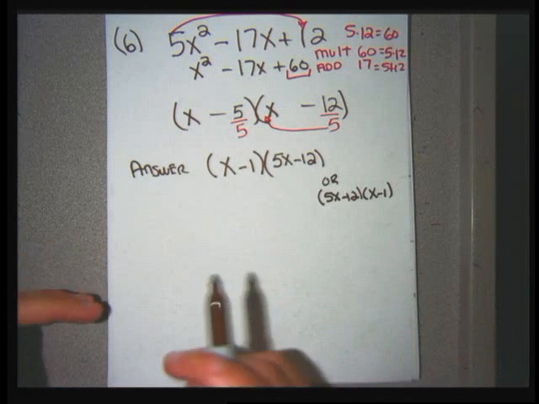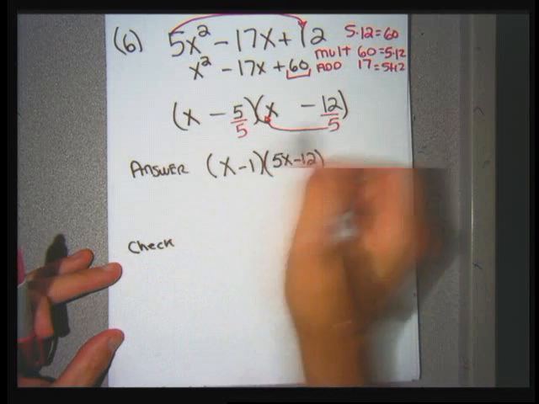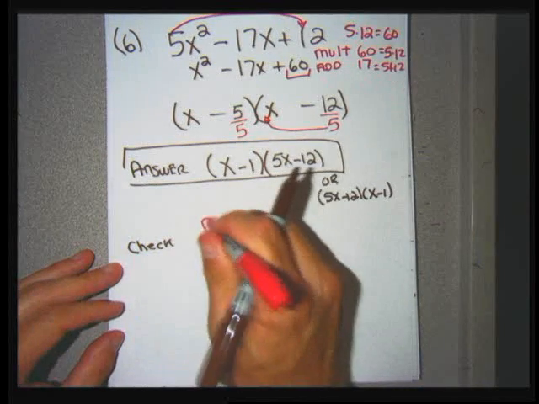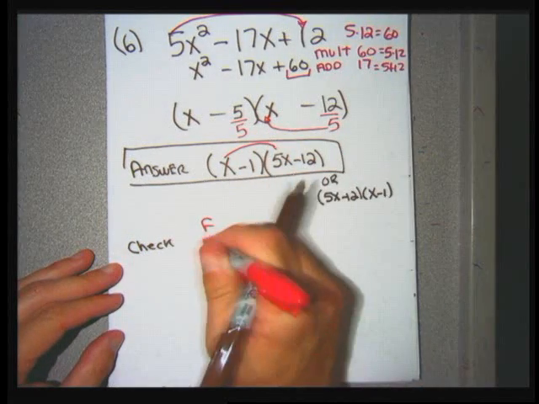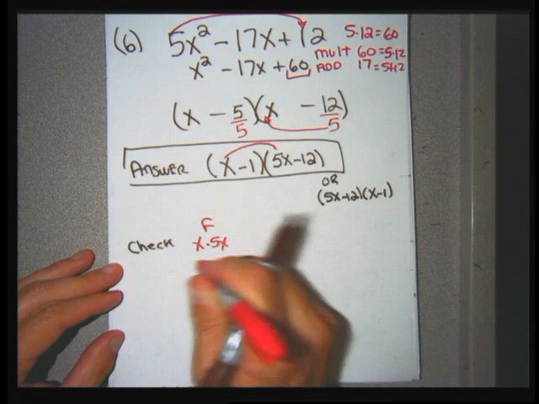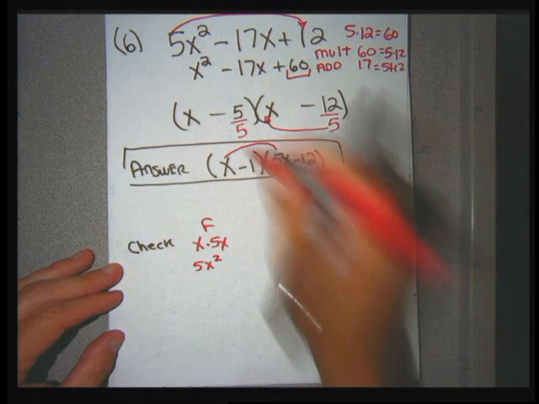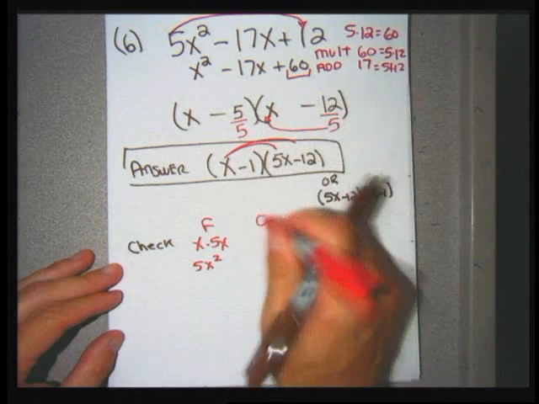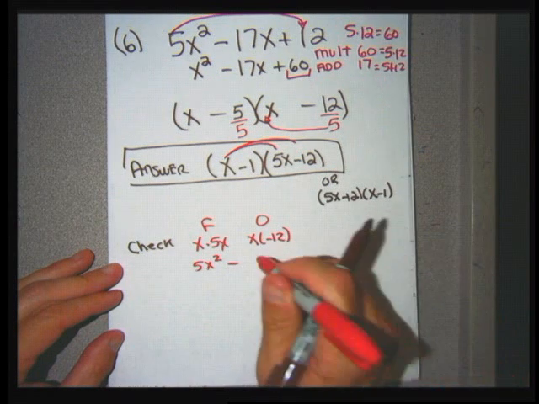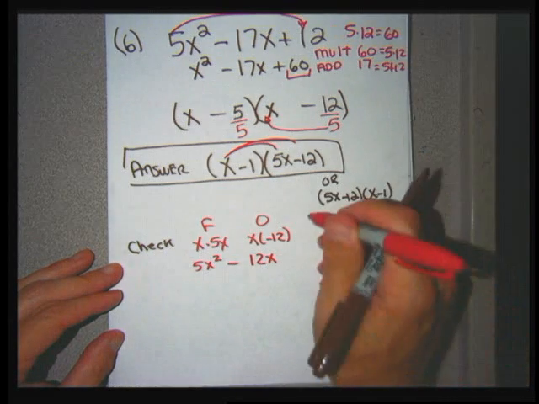Since I have the time, I'm going to go ahead and check this. I'm going to check this version right here. I'm going to check by FOILing. My firsts are x times 5x. I leave the 5 alone, and the two x's multiply out to be an x squared. So the first gives me a 5x squared. The outers are an x times a minus 12. Positive times a negative is a negative. I just leave the 12 and the x next to each other. So I get a minus 12x.